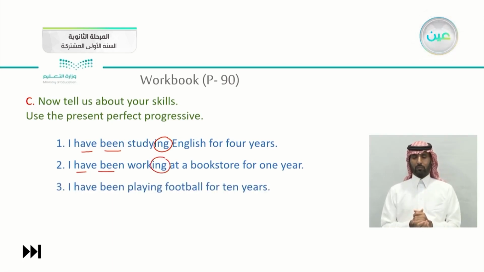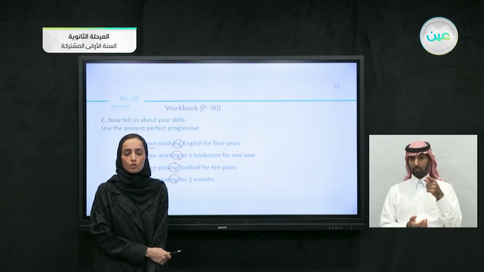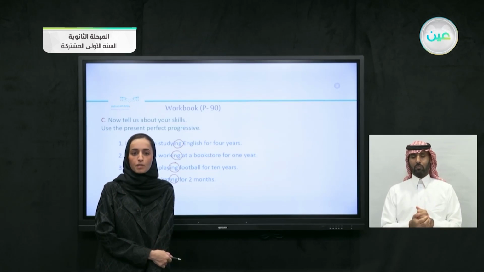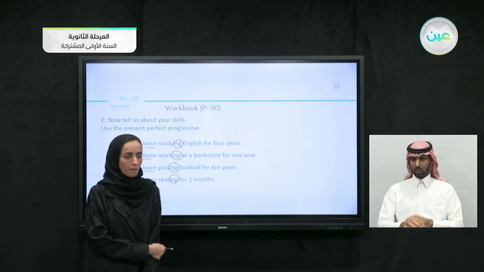Number 3, I have been playing football for 10 years. Have been playing. And also, I have been skating for 2 months. Have been skating. Notice, when speaking about your abilities, your skills, or the things that you can do, you can use the present perfect progressive if you want to state the time, how long.